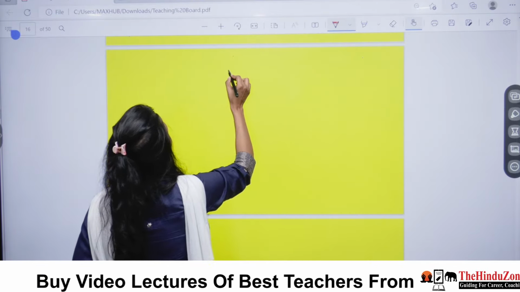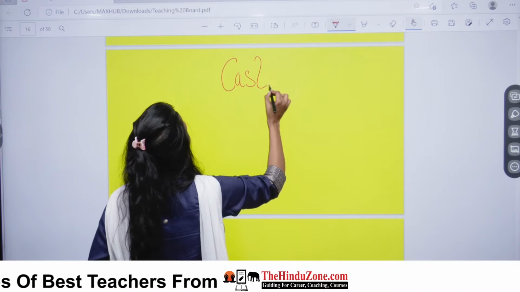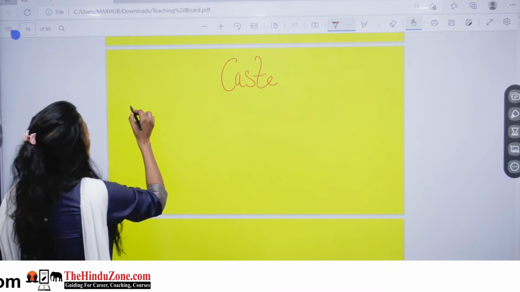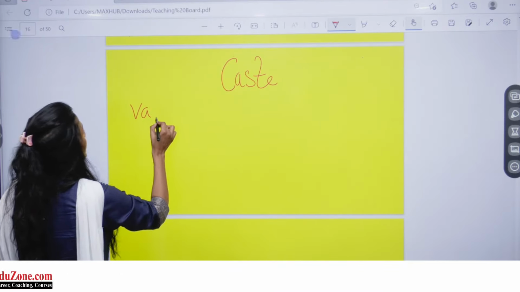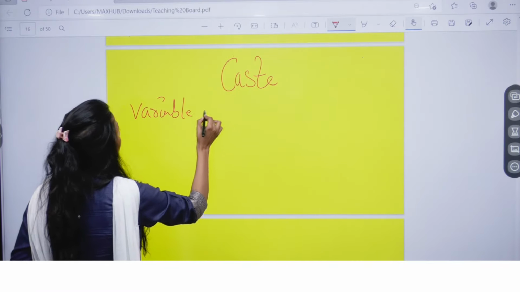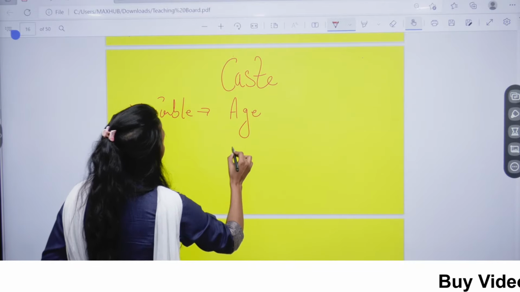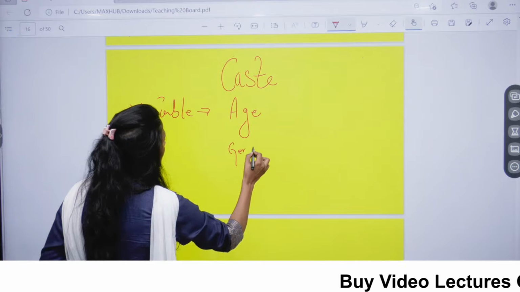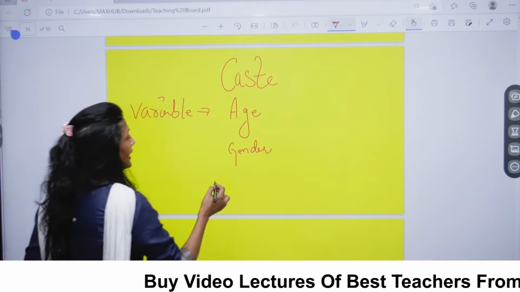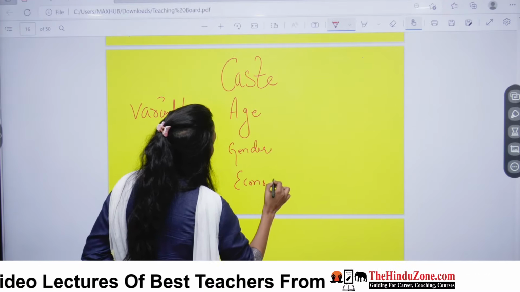So I am looking at caste. I can have multiple variables. For example, one variable I have is age, then gender. Then I can see economic status.